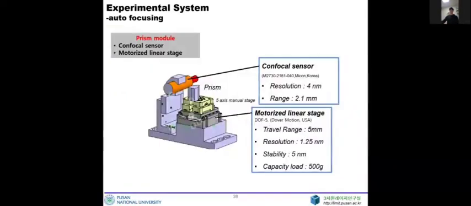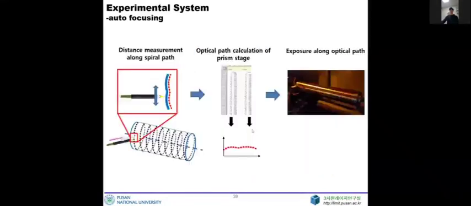Firstly, the optical module consists of a Z-axis linear stage with a prism and confocal sensor. Before exposure, the sensor measures the gap profile continuously and calculates the optical beam path. Finishing this process, the laser is turned on, and the Z-axis linear stage moves along the calculated beam path. This auto-focusing helps to reduce focusing error.